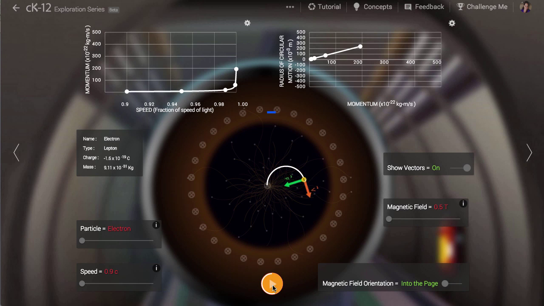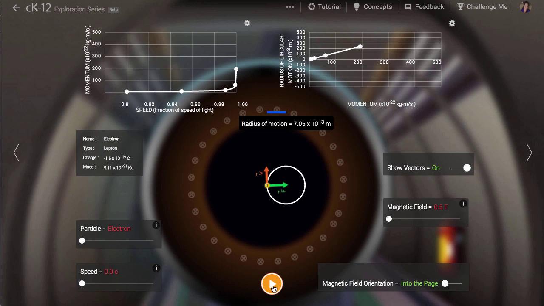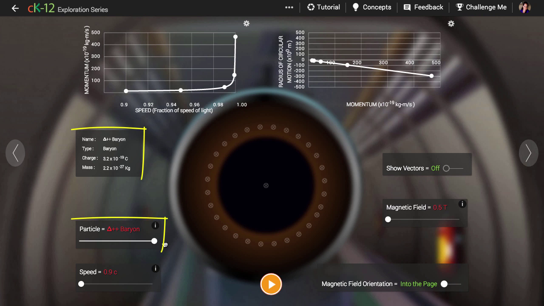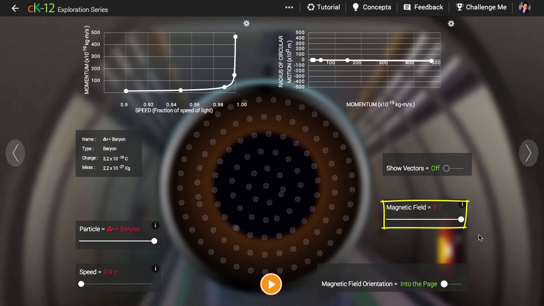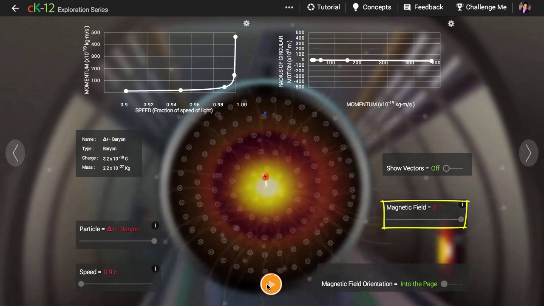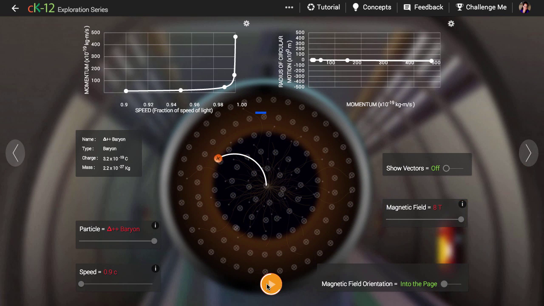More charge means more force. The two are directly proportional. And more force means a smaller radius. So particles with more charge will curve into circles with smaller radius. A good example of a particle with unusual charge is the delta++ baryon. If you apply a stronger magnetic field, you'll also get a stronger force, and so a smaller circle. This means if you know what type of particle you're looking for, you can get the magnetic field in the right ballpark and not lose the particle.